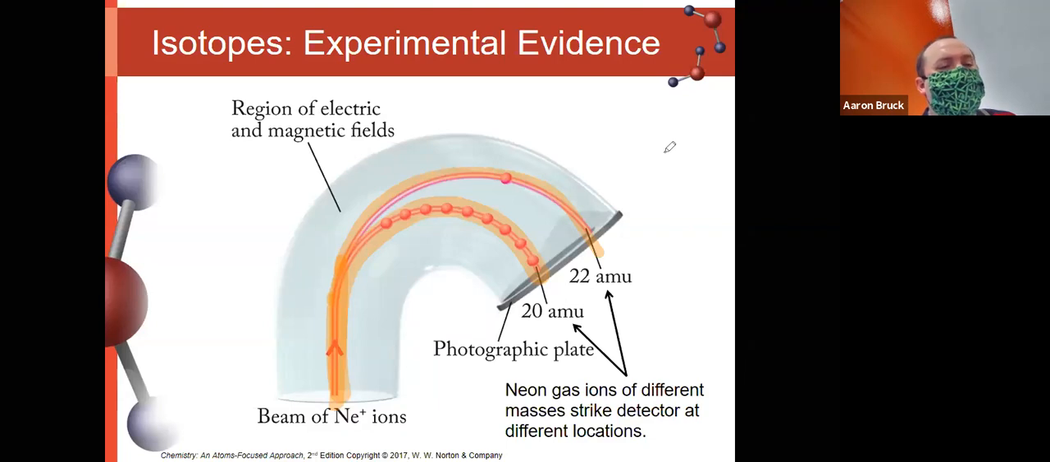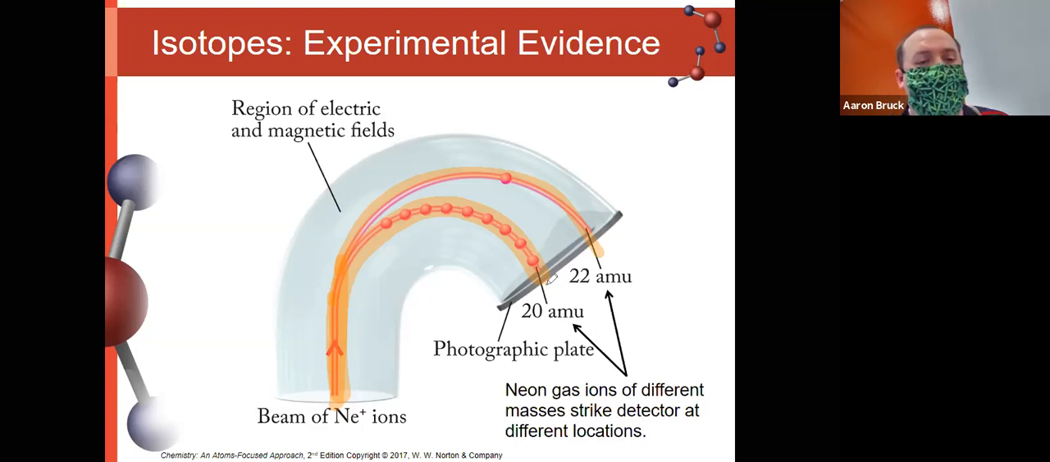Now, why does this take place? Well, it's because even though they have the same amount of charge, one of those sets of atoms does weigh a little bit more than the other. And so it's not going to be able to make the turn quite as quickly as the lighter vehicle is. And so the heavier object ends up bending less in the magnetic field. The lighter object is able to bend more.